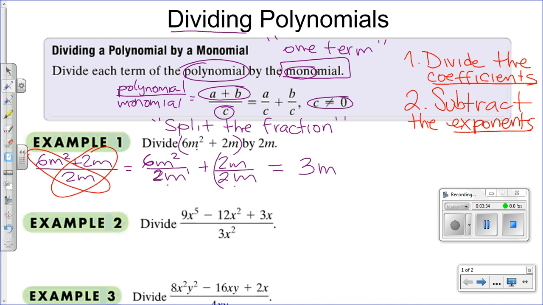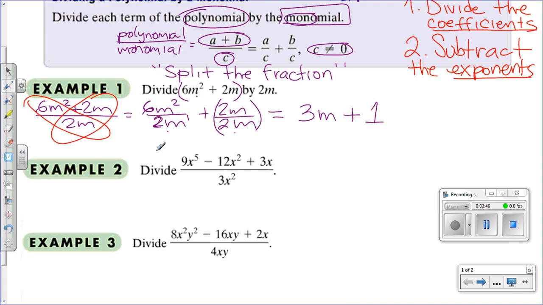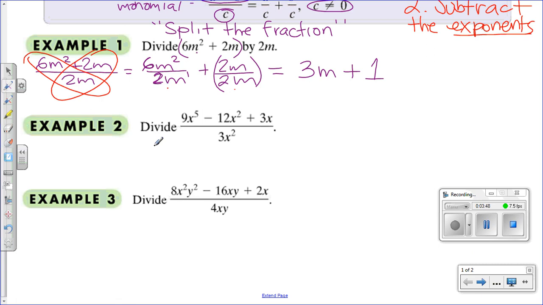And then here, what do we get if we divide 2m divided by 2m? 1, because we're just dividing one term by itself. And that is the answer. That's it. Now let's do the next one. Same idea. We're going to take every term from the numerator and divide it by the 3x squared.